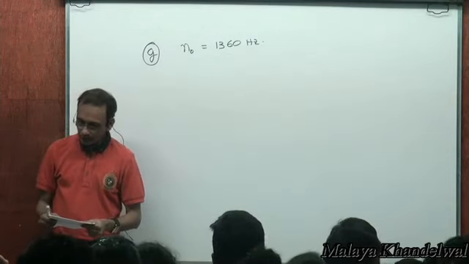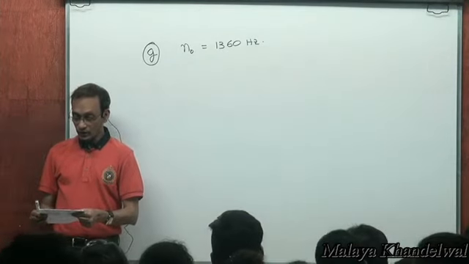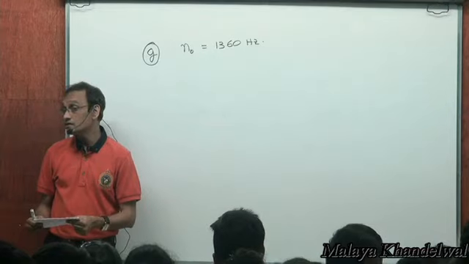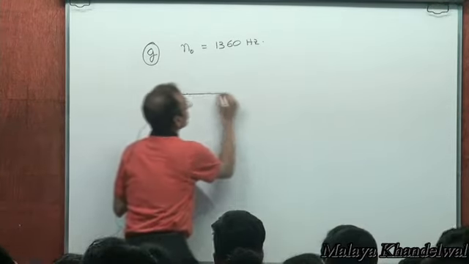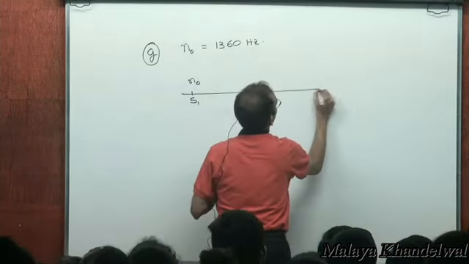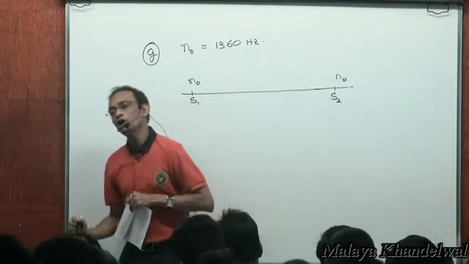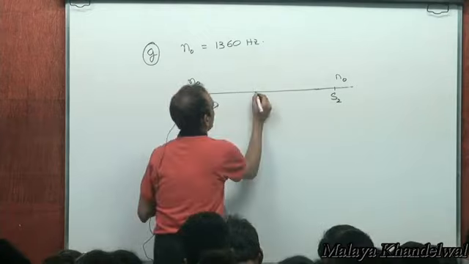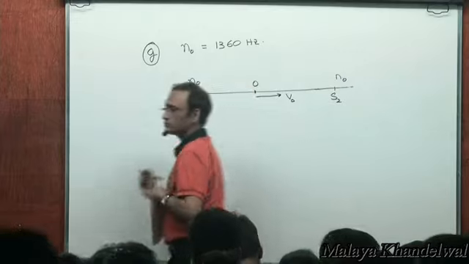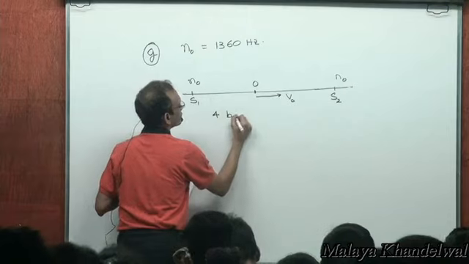An observer halfway between them, moving from one to the other, hears 4 beats per second. We'll assume that the sources are at rest. So there is a source S1 producing N0, a source S2, both stationary sources producing N0 hertz. There then is an observer which moves this way with V0, and he registers 4 beats per second.